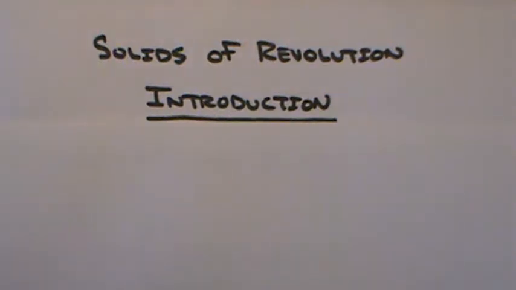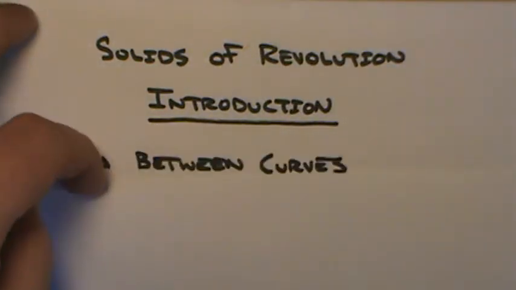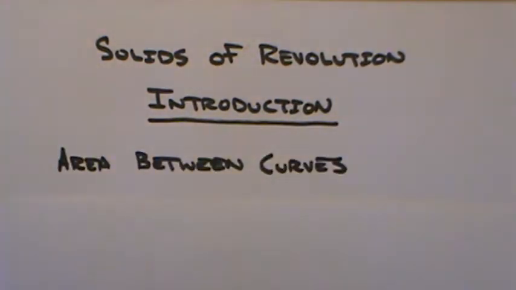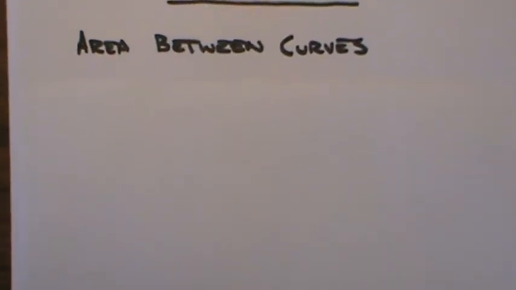Let's take a look at solids of a revolution. This is basically just the next level of taking the area between curves, except instead of doing area, we're going to now move into volumes. Now, before I move into the volume, let's do a quick review of our area between curves so we understand how this is operating, how this works.